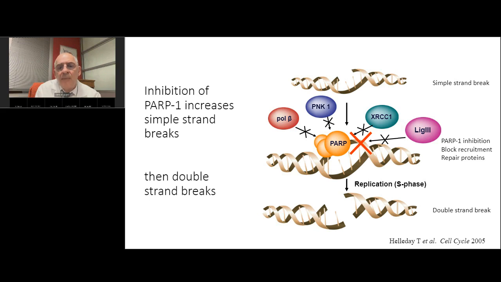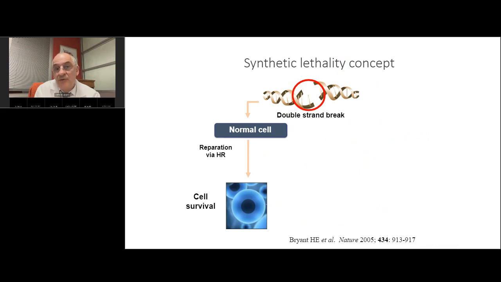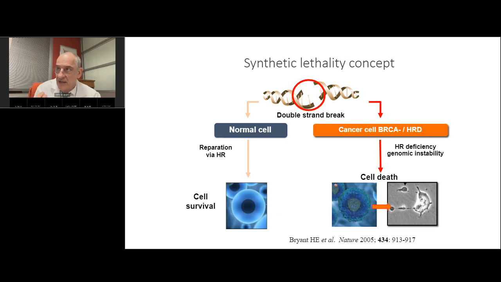In normal cells, HR pathway will be able to repair. But in cancer cells where HR is deficient, like in BRCA mutated tumor, that will lead to genomic instability and finally to apoptosis. This is a very important mechanism and concept called synthetic lethality, which is very crucial to understand the topic of today about HRD.